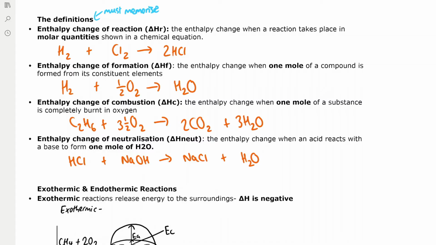Enthalpy change of combustion is the enthalpy change when 1 mole of a substance is completely burnt in oxygen. So for example, ethane reacts with 3.5 moles of oxygen in combustion to form 2 moles of CO2 and 3 moles of H2O. And that is complete combustion because only carbon dioxide and water are formed. Enthalpy change of neutralization is the enthalpy change when an acid reacts with a base to form 1 mole of H2O. So for example, hydrochloric acid reacts with sodium hydroxide to form a salt, sodium chloride, and water, and it has to be 1 mole of water formed.